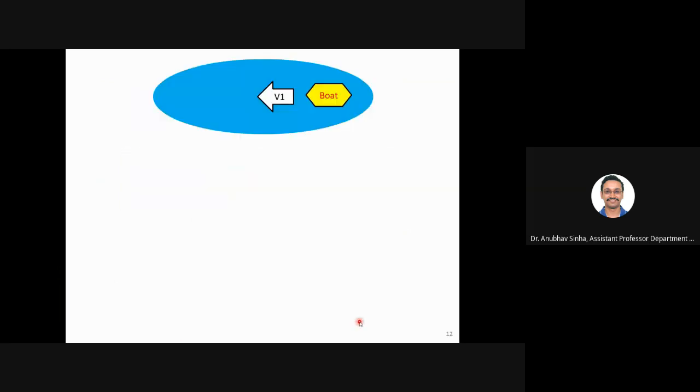So let us take another example. Let us say that you are having a boat, you go to a lake, and your boat speed is fixed at v1. Okay. So what will a stationary observer see? If I am standing on ground, I will see that you are going left with the speed v1, right? You are moving left with respect to a stationary reference frame. You understand what I am saying?